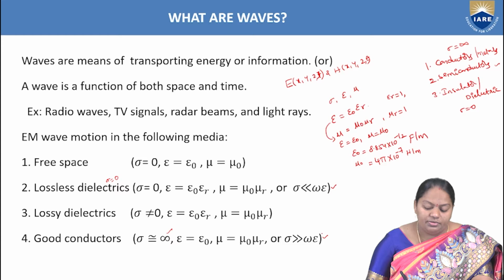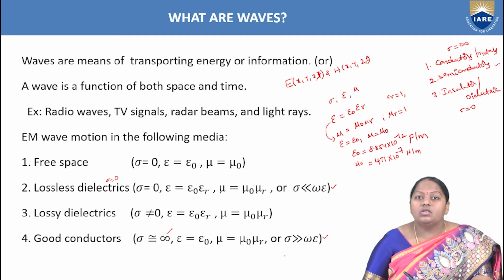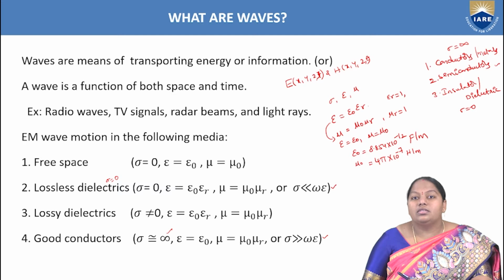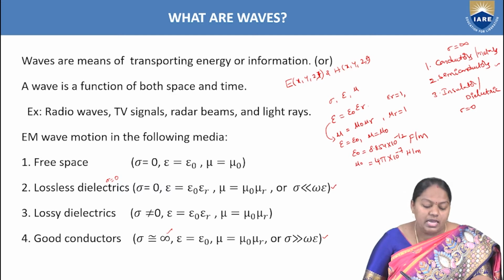So, these are the two different wave propagations we are going to consider in general: lossless dielectrics, also called perfect dielectrics, and good conductors. In order to work as a lossless dielectric medium, it must satisfy the condition that sigma is far lesser than omega epsilon, and for the good conducting medium, the condition to be satisfied is sigma is far greater than omega epsilon, right?